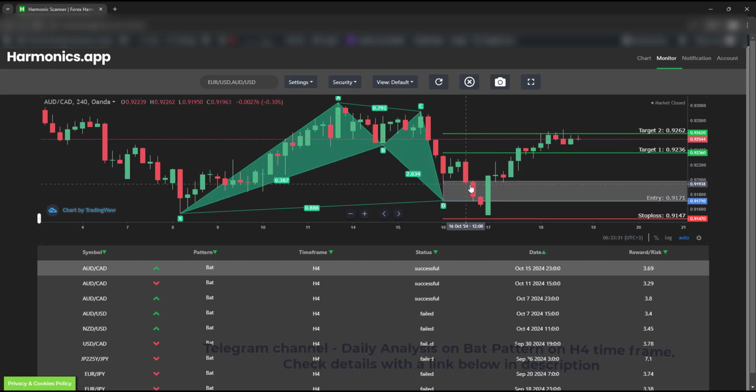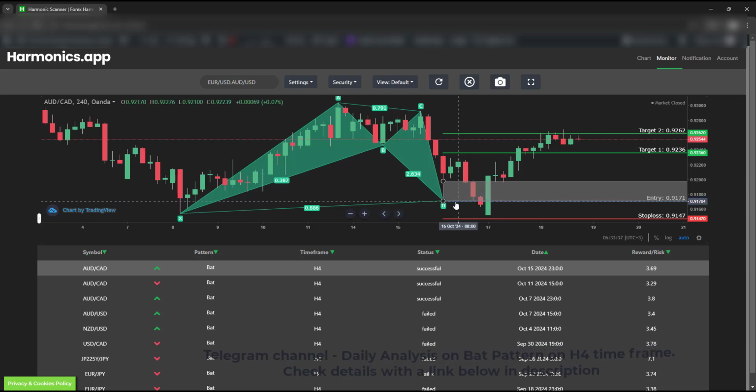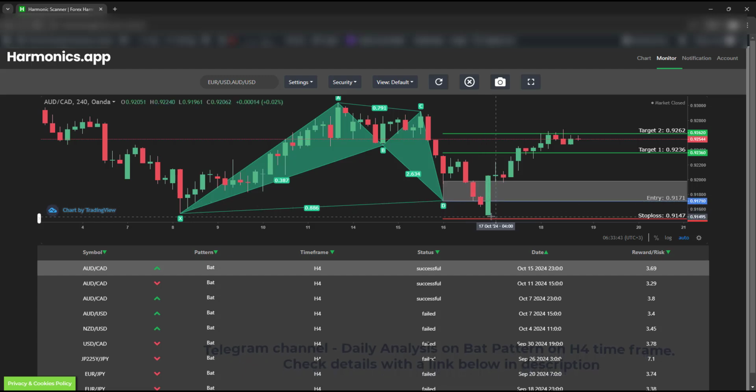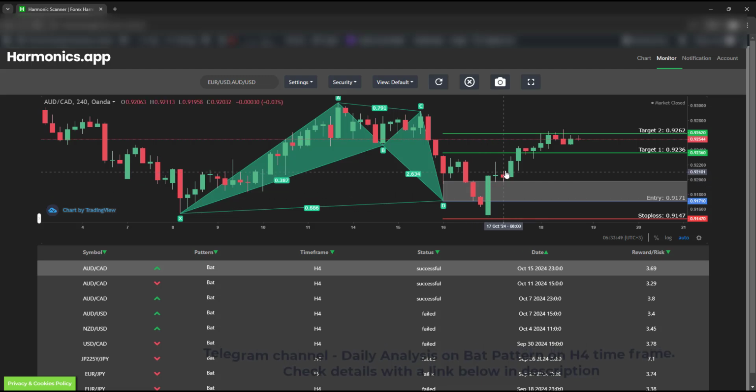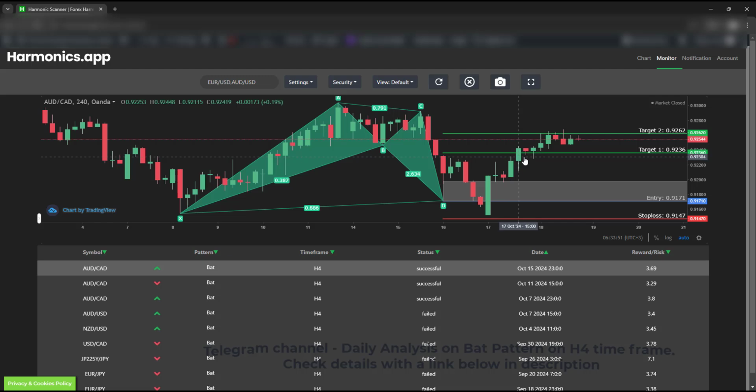When the price has reached this potential reversal zone, you could enter the trade, or you could wait for the price to reach this line and then enter the trade. After that, the price has gone down, not reaching the stop loss, but it has reversed back up, forming this bullish engulfing candle and continuing to rise in value, reaching the first take profit.